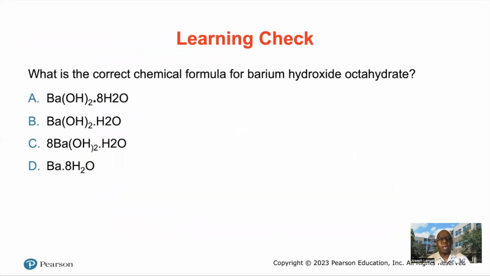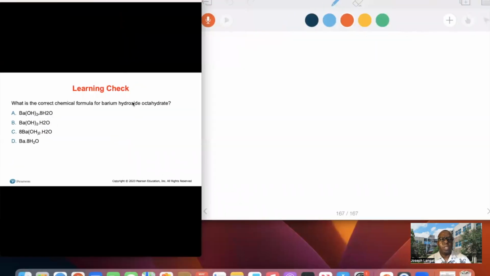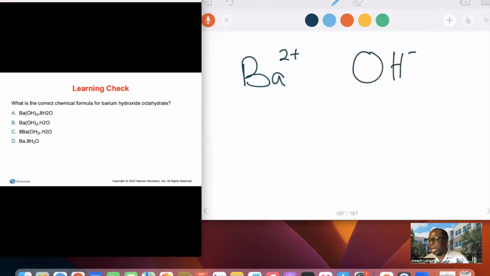Let's see, learning check real quick. What is the chemical formula for barium hydroxide octahydrate? At the outset, how will you proceed with this? First, you should be able to write the formula for barium hydroxide. This is how you'll write it. Barium is in group 2, so +2. Hydroxide is a polyatomic ion with a -1. So write the formula for that.